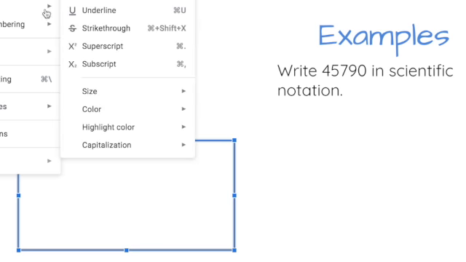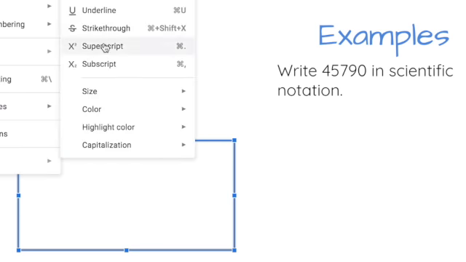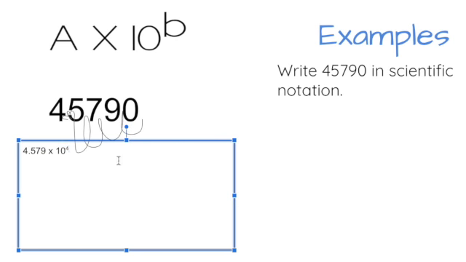We need to make this a superscript. Oops, I made it a subscript by accident. We need to make this a superscript. There we go. I'll increase the size so you can see it nice and clear. And we'll highlight it in yellow. So our answer is 4.579 times 10 to the 4th power.